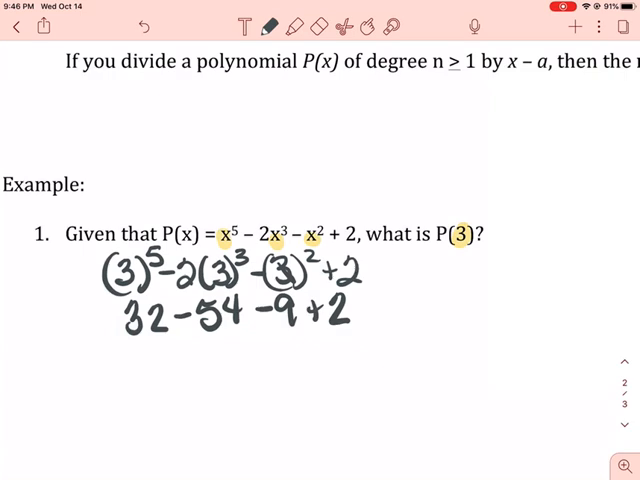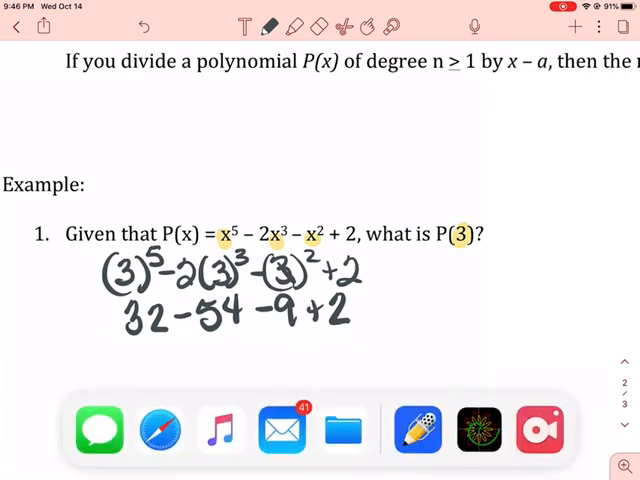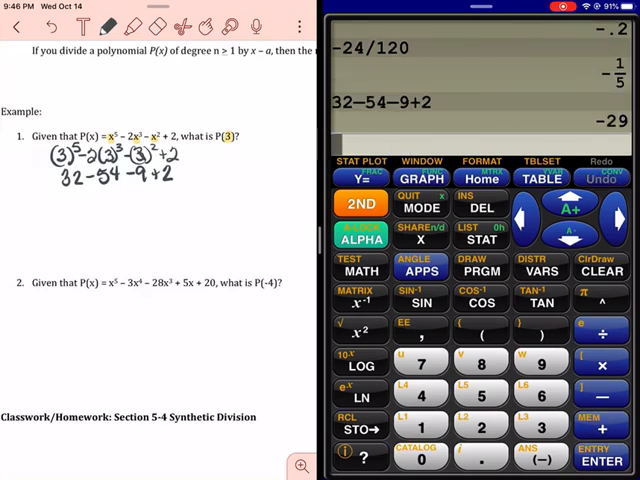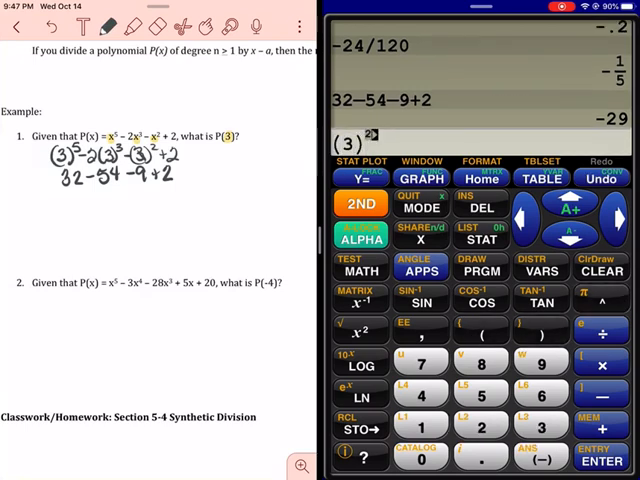Oh, boy. Can't do that in my head. It's too late. I'm tired. Okay, so 32 minus 54 minus 9 plus 2. All right, I got negative 29. Let's make sure I have the right math there because Lord knows I make lots of mistakes.